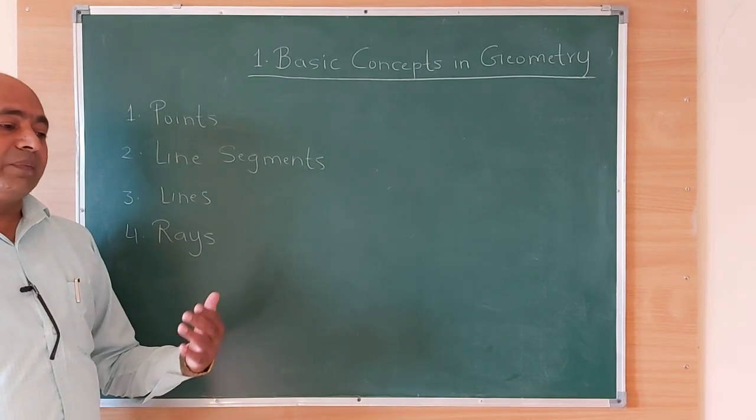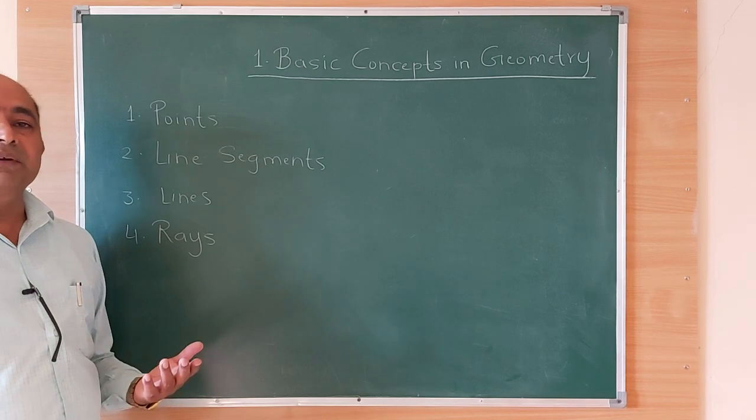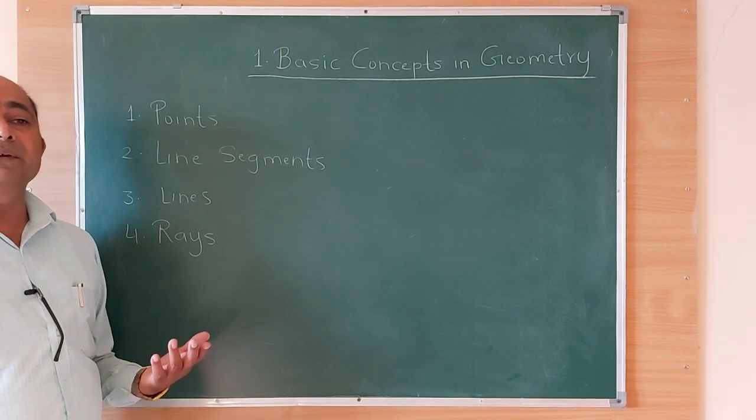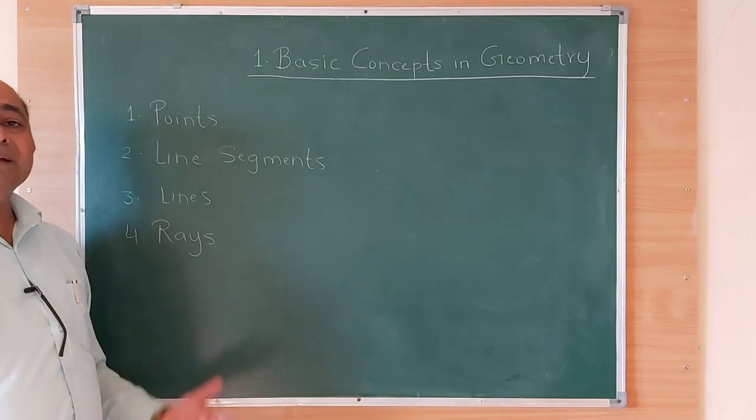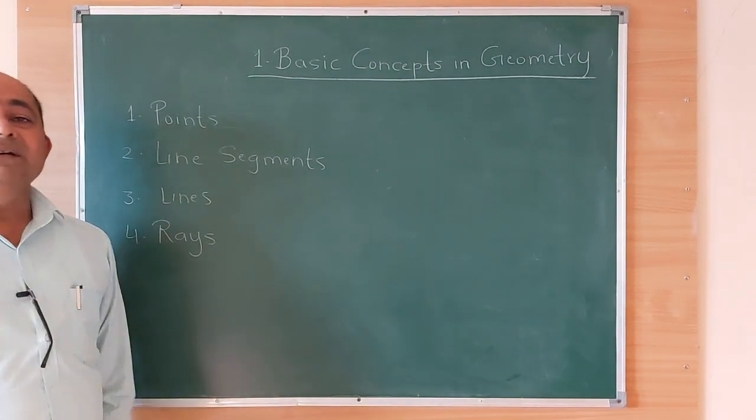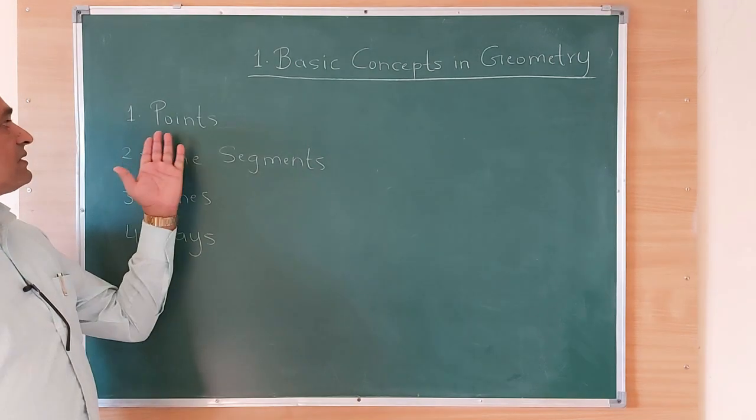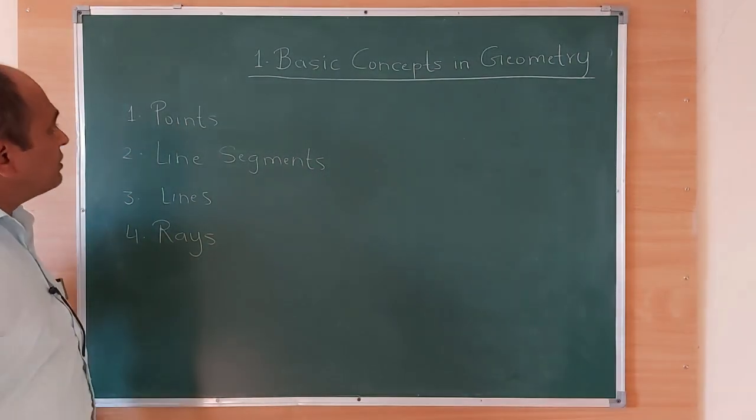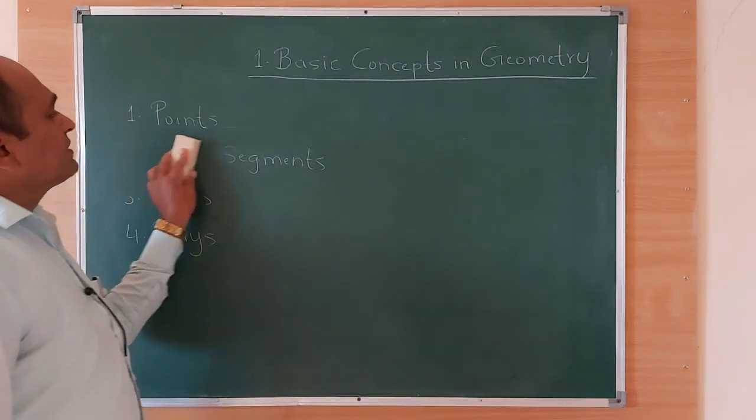what are concurrent lines, point of concurrence, collinear points, non-collinear points, planes, and then parallel lines, intersecting lines. Then that we will see in the next session. But this session we will start with points. Now children, what is a point?